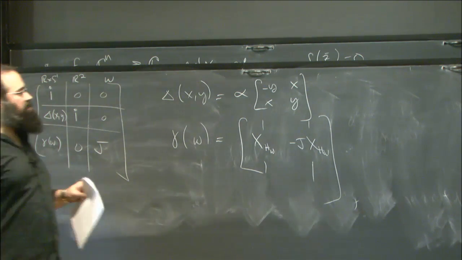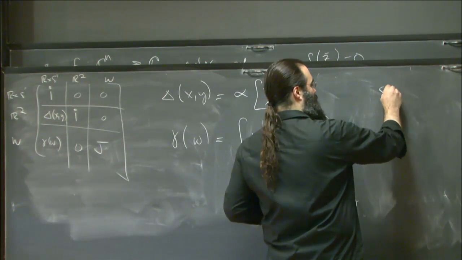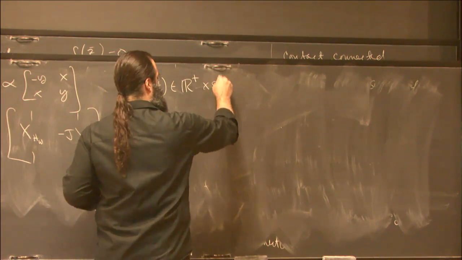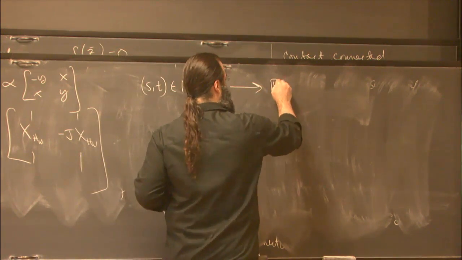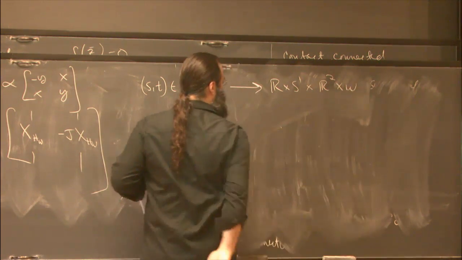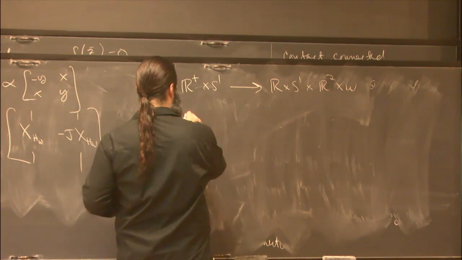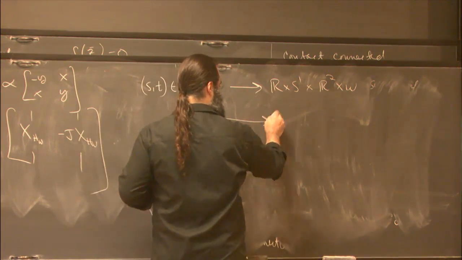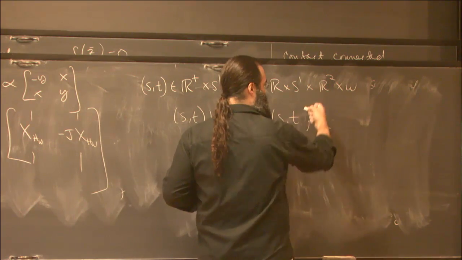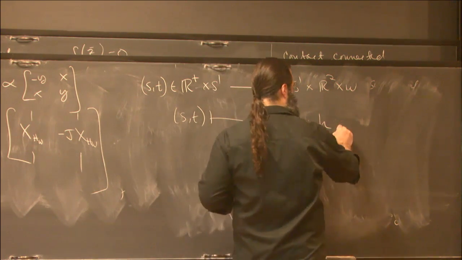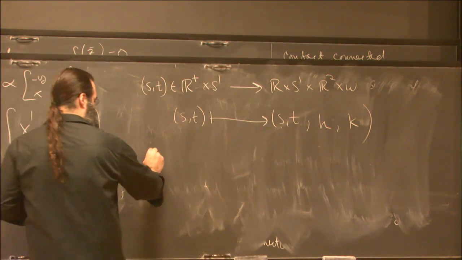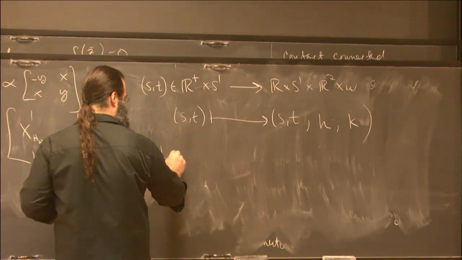And now what I want to do is consider a map of the form (s,t) in R plus cross S1 to R cross S1 cross R2 cross W. Okay, and so (s,t) will map to (s,t), I'll call the components in R2 h, and the component in W k. So actually I should point out I get a stable Hamiltonian submanifold here, codimension-2.